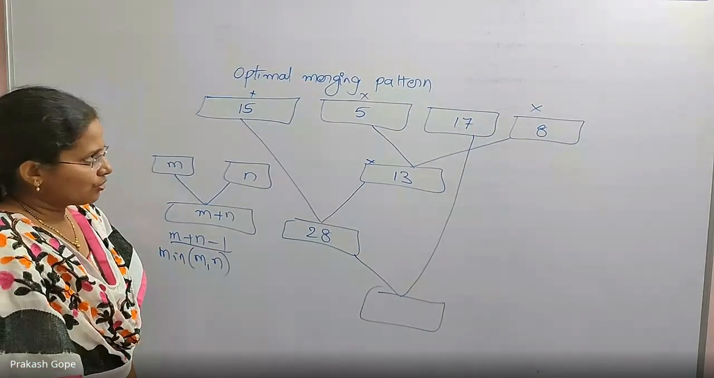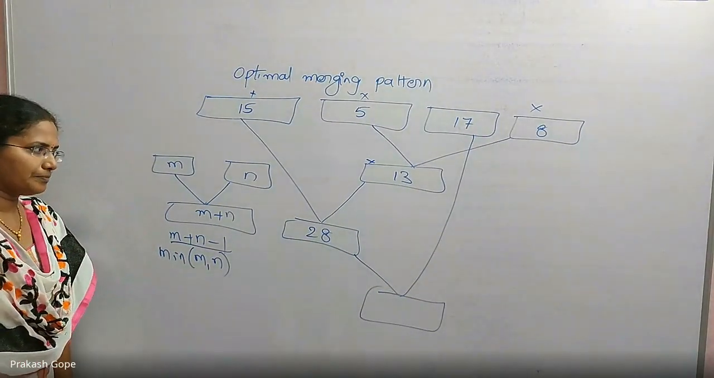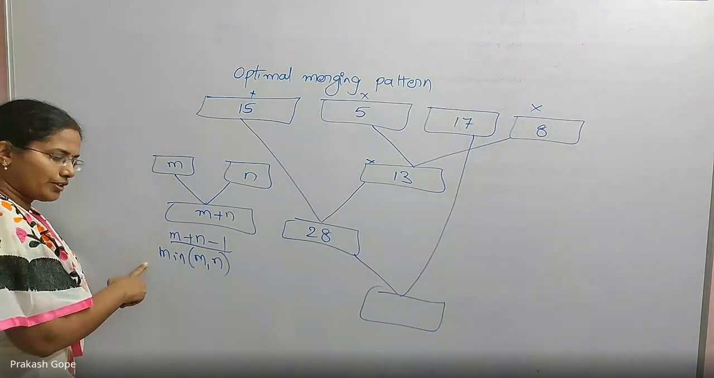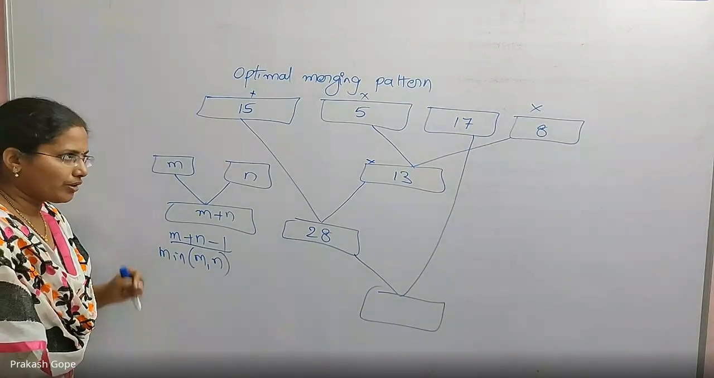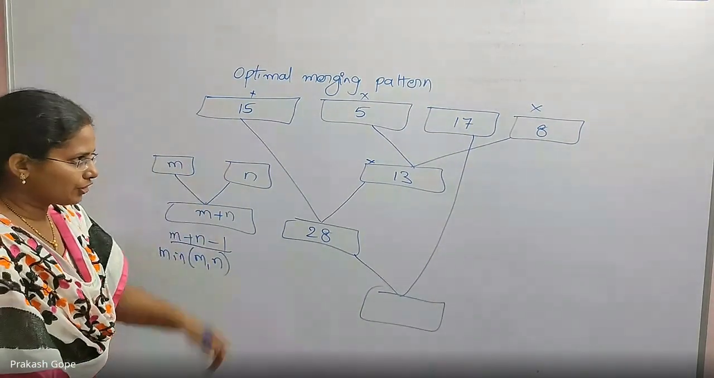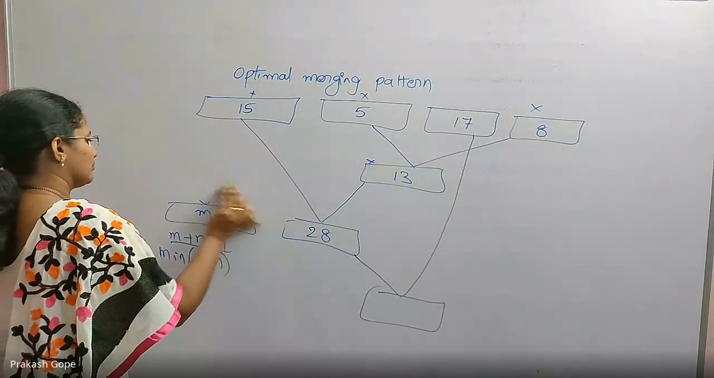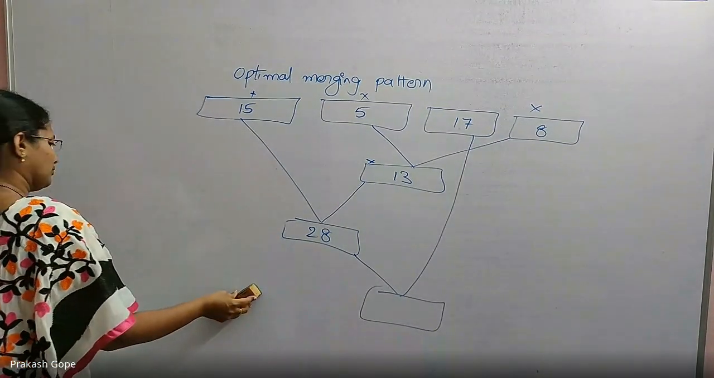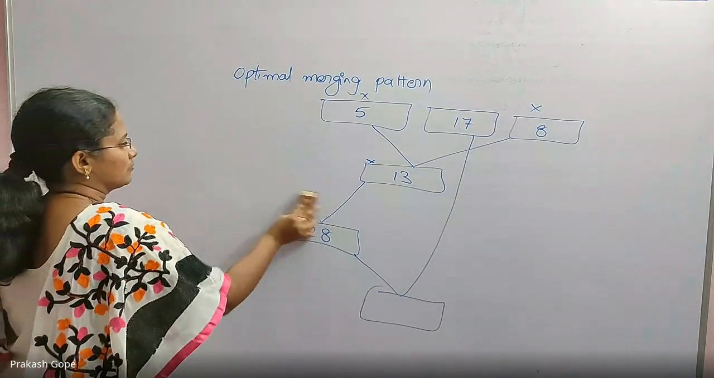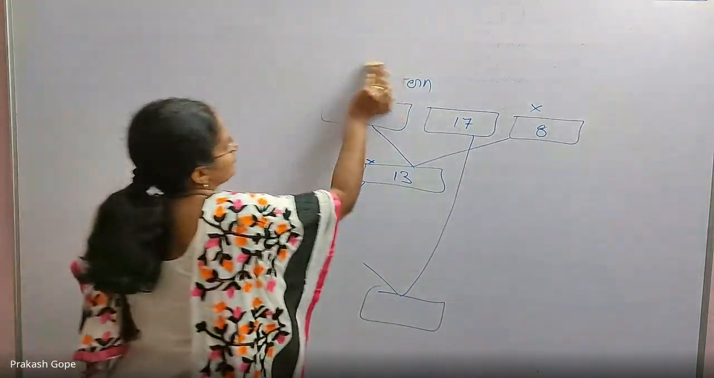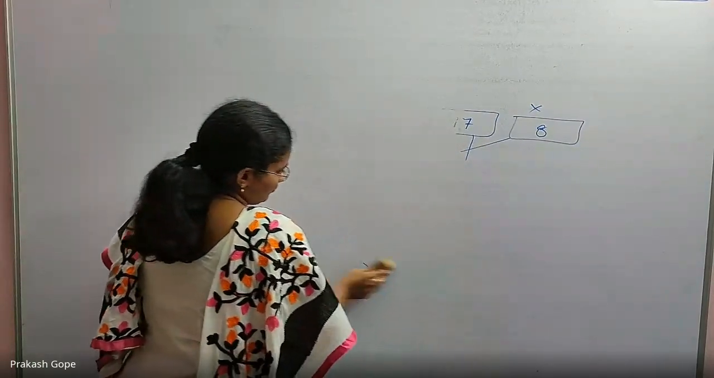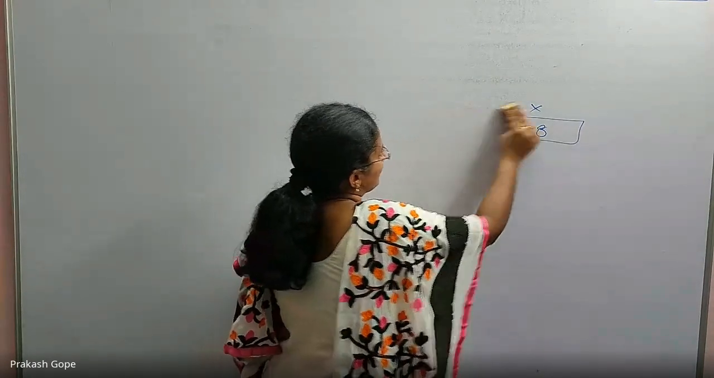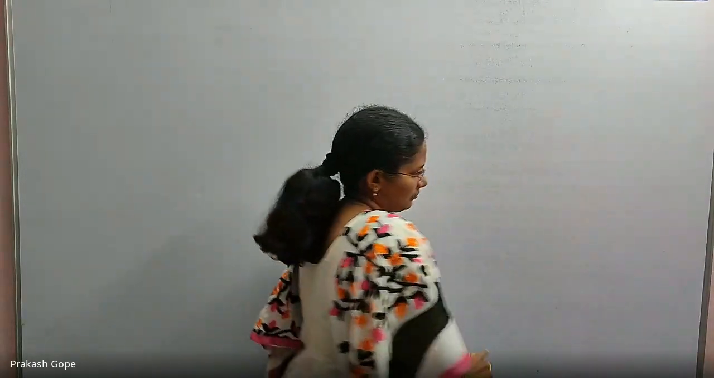Okay. So this is the optimal merging pattern. So now these two points: while merging, the worst case number of comparisons and the best case number of comparisons. And that is the optimal merging pattern. So that is about merge sort.